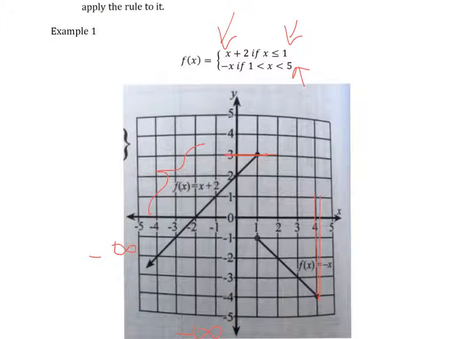So going back to the domain, we're at negative infinity, comma, 4. It includes 4 because this solid dot tells me so. Infinities always get parentheses. And back to the range, negative infinity up to a positive 3. Because of the solid dot here, we're going to include that as a value.